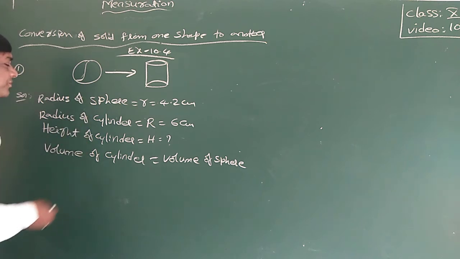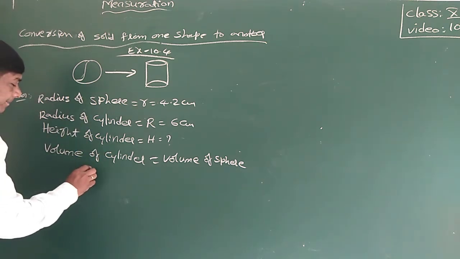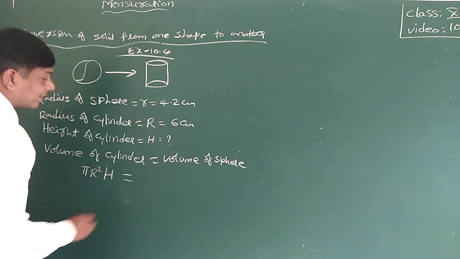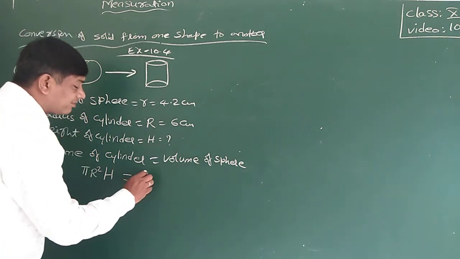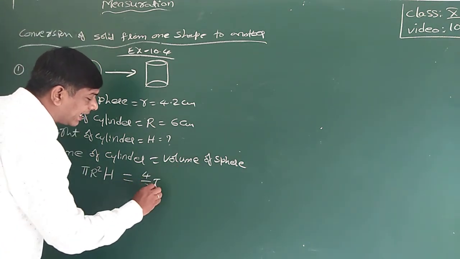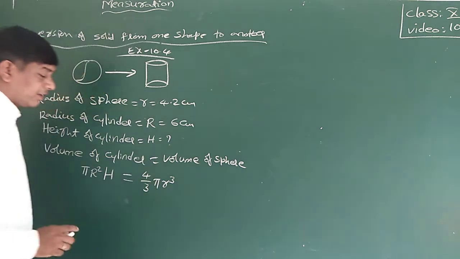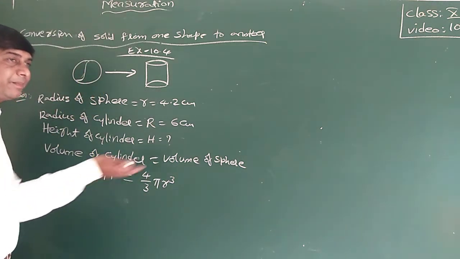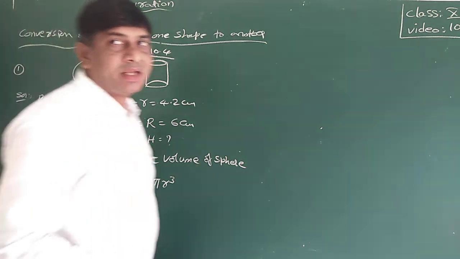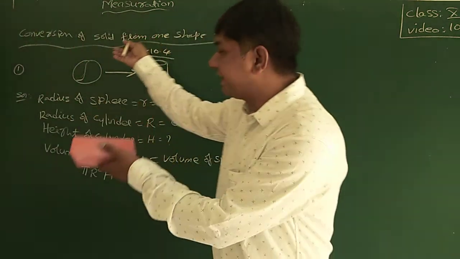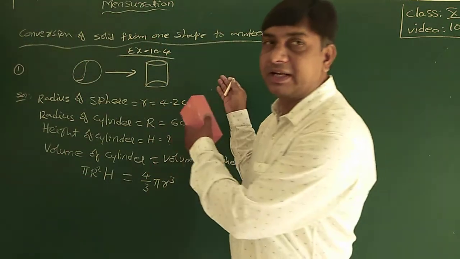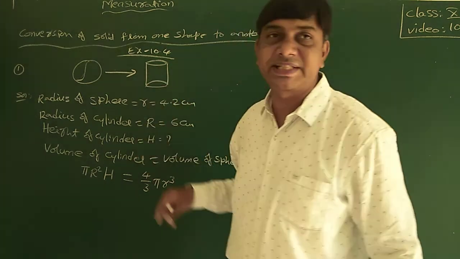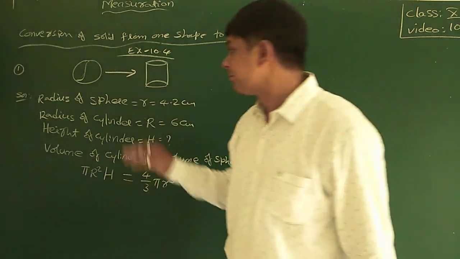What is the volume of cylinder formula? Pi R square H is equal to the volume of a sphere, which is 4 by 3 pi R cube. If you compare like this, the problem is easy. If you separately find the volume of a sphere and then again equate it to the volume of the cylinder, it is a lengthy process.